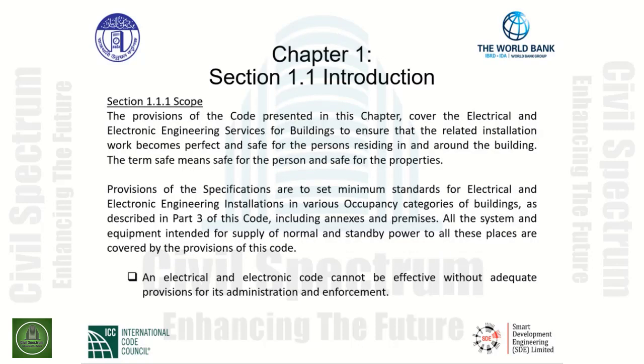Chapter 1, Section 1.1, Introduction. Within Section 1.1.1 titled Scope, the provisions of the code presented in this chapter cover the electrical and electronic engineering services for buildings to ensure that the related installation work becomes perfect and safe for persons residing in and around the building. The term safe means safe for the person and safe for the properties.